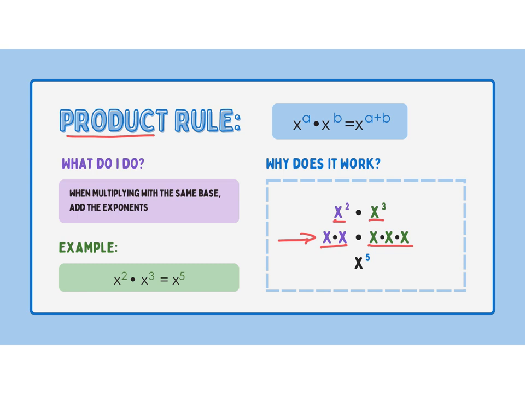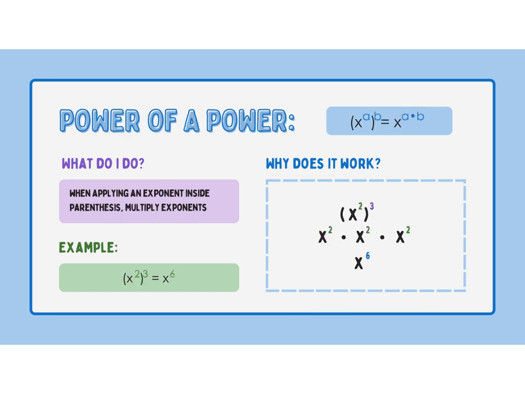So something like this problem, 2 to the 5th times 2 to the 6th. Instead of having to write it all out, it would become 2 to the 11th. You simply add your 5 and your 6. That is the product rule. You need to have that memorized.